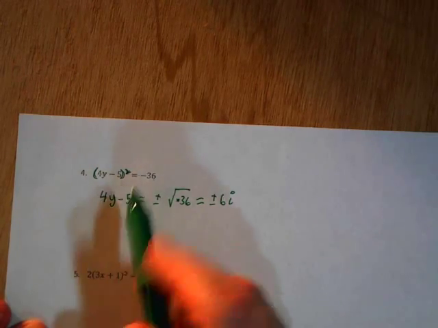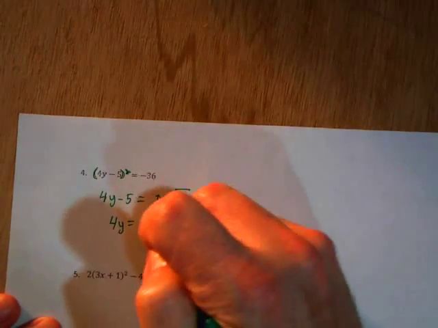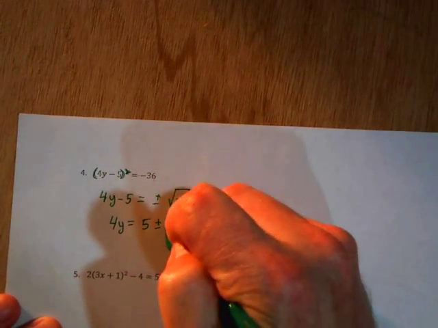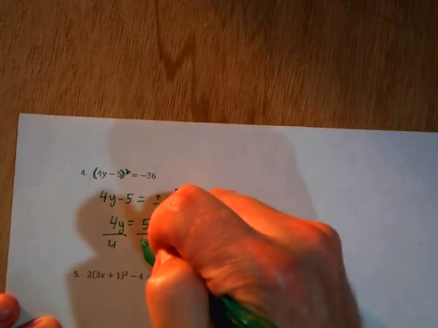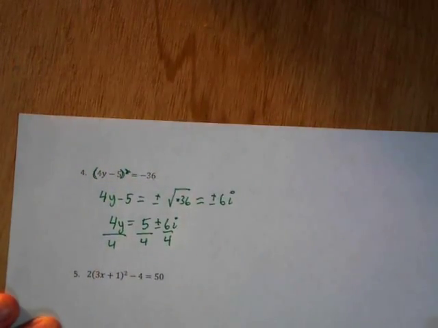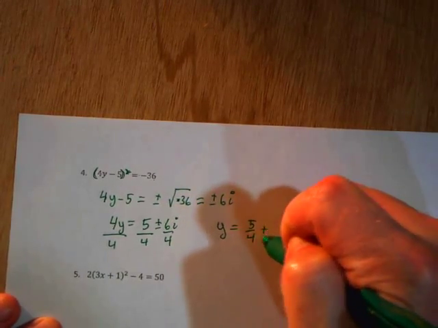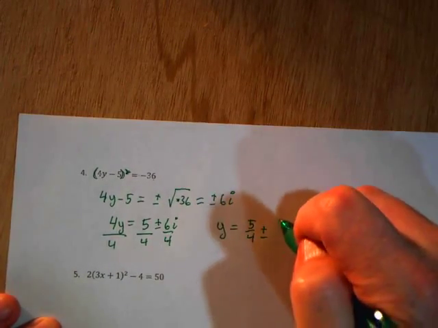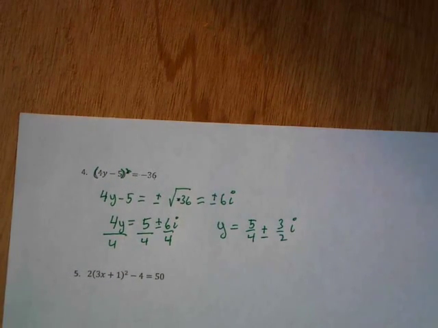Now we want to get the y all by itself, so I add 5 to both sides. 4y equals 5 plus or minus 6i. And then finally, I divide by 4. So I have y equals 5/4 plus or minus 6 over 4, which reduces to 3/2 i. Alright, so don't let that worry you too much if you end up with complex answers. That's okay. Not a big deal.